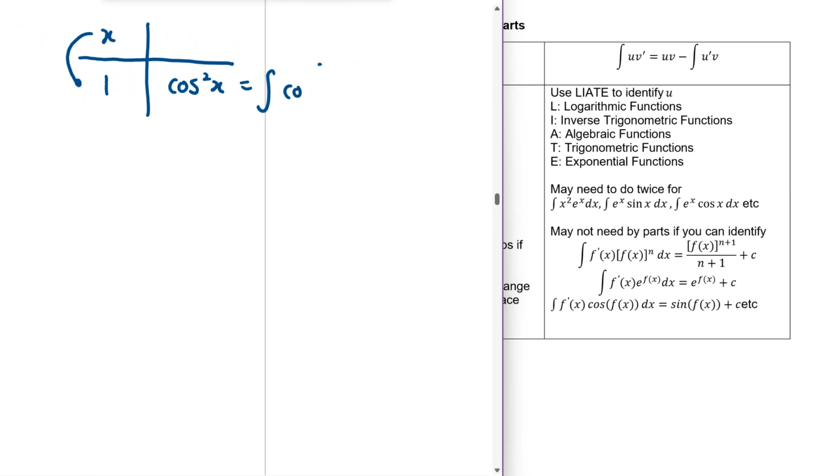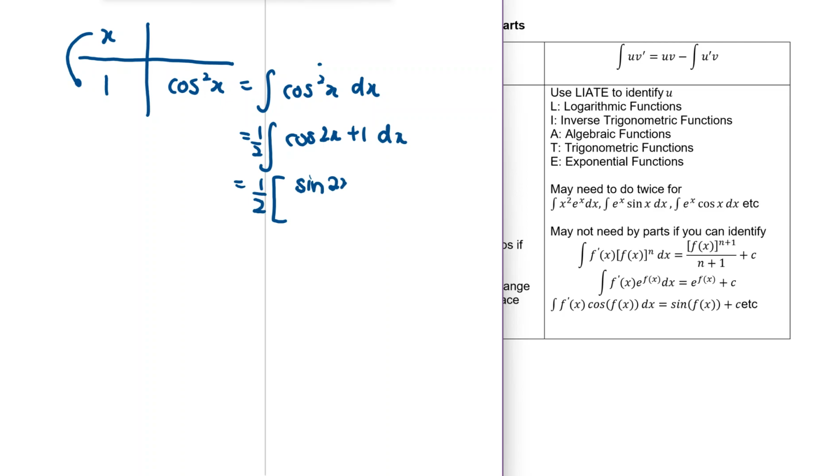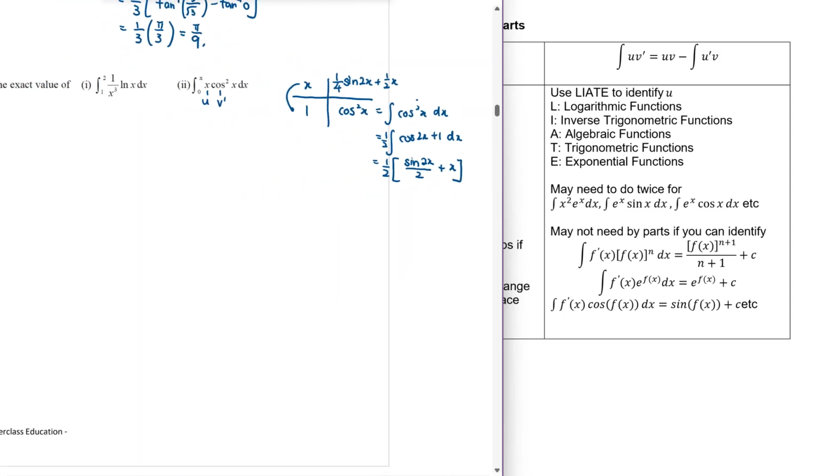So integrate cosine square x dx is the same as integrate cosine 2x plus 1 over 2 dx, which I'm going to get a half on the outside. Integrate cosine, that will be sine 2x over 2 because of the angle, plus x. Okay, don't have to write the plus c. So in this case, I'm just going to write this: 1/4 sine 2x plus half x as my v.